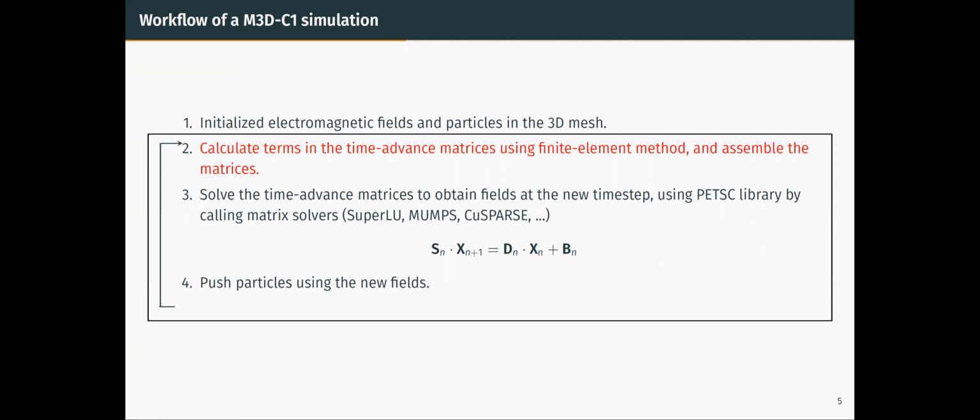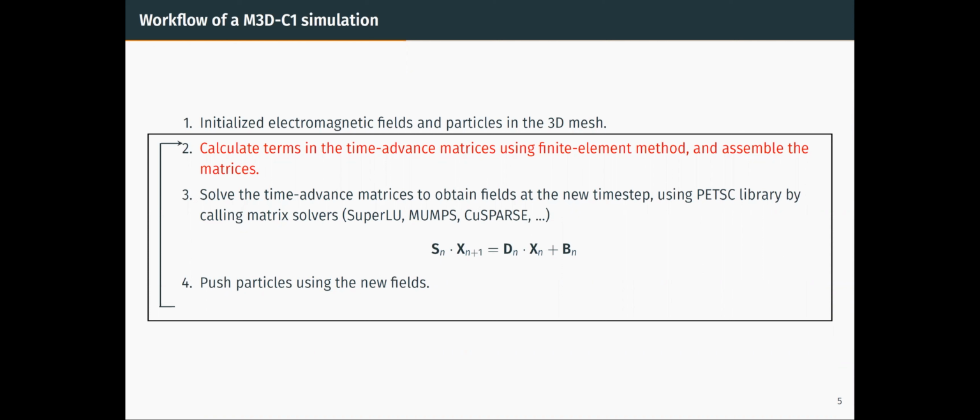This matrix has Sn and Dn. Sn is the implicit matrix, and Dn is the explicit one. X here is the field that we need to advance in time. The third step is optional: we can push particles using this new field. Then we repeat this time step calculation. In this talk, I'm going to focus on the calculation of the finite element matrix, which is marked in red here.